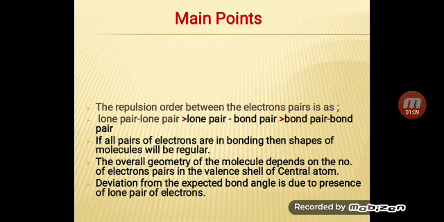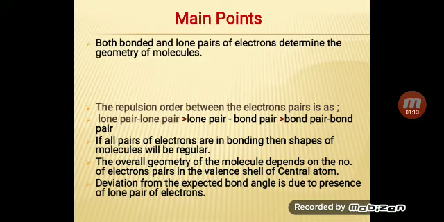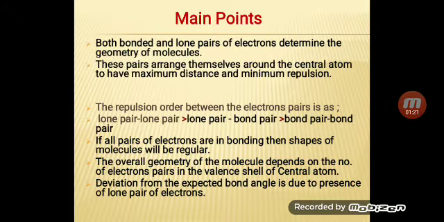Now, the main points of valence shell electron pair repulsion theory. The first point is that both bonded and lone pairs of electrons determine the geometry of the molecule. The second point is that these pairs arrange themselves around the central atom to have maximum distance and minimum repulsion.